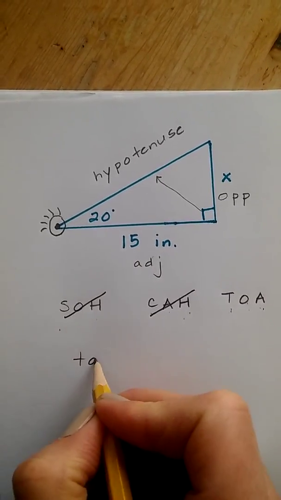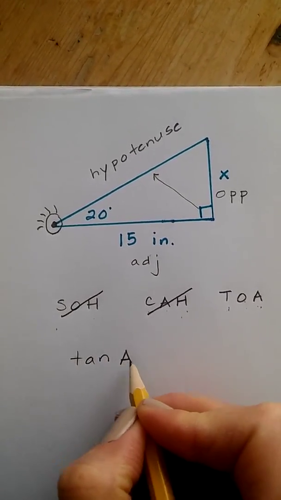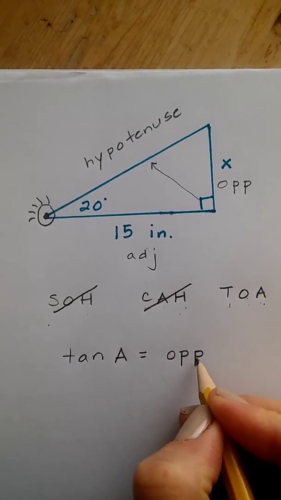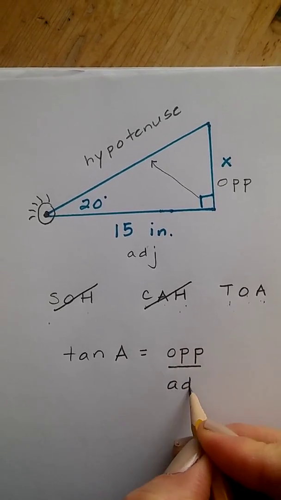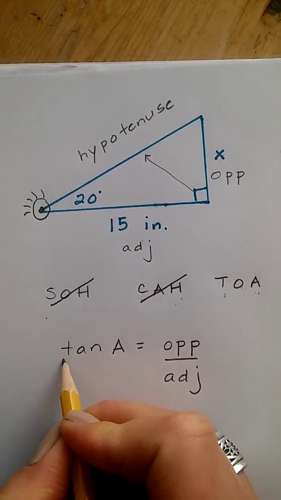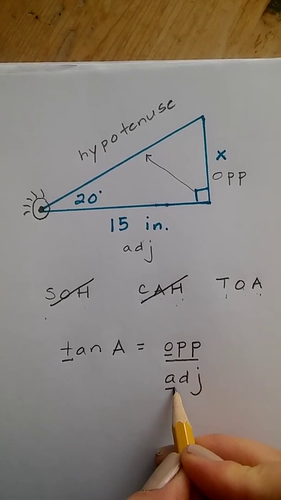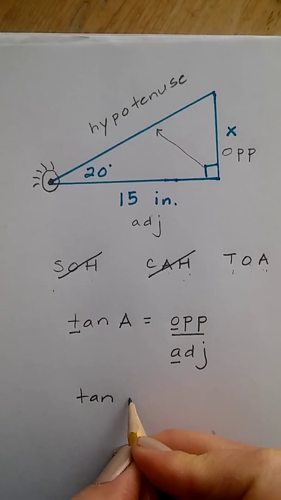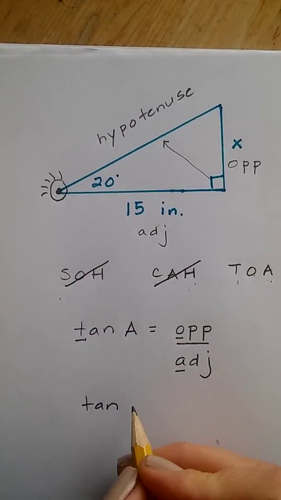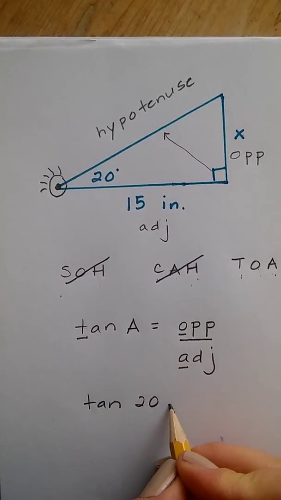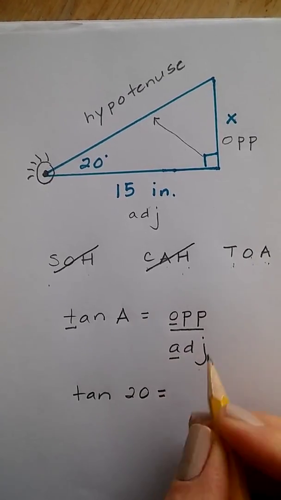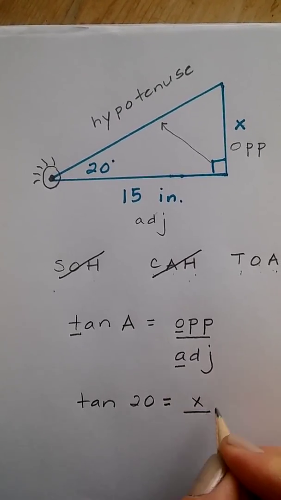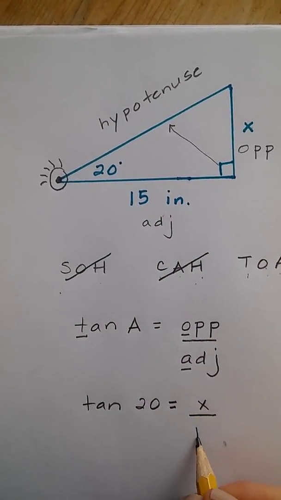Let's write it out as the tangent of our angle is always figured out by doing opposite over adjacent. So here's the TOA. Tangent. For our angle, we're going to fill in the 20 degrees. Opposite, we're filling in x. Adjacent, we're filling in 15.